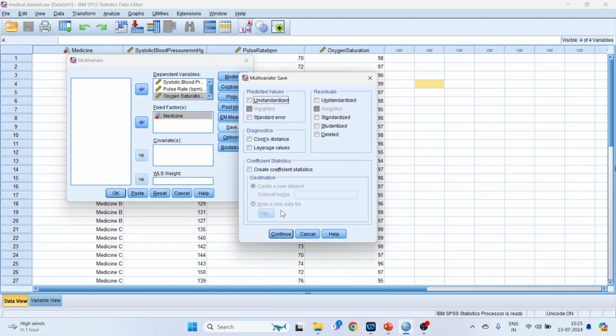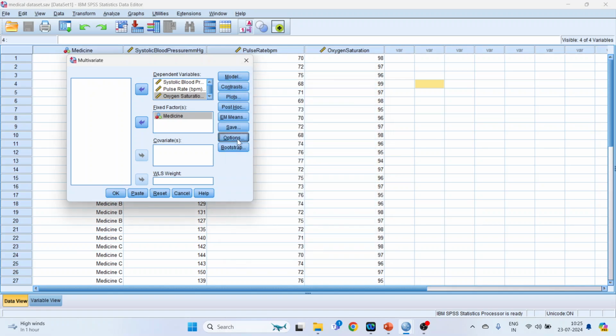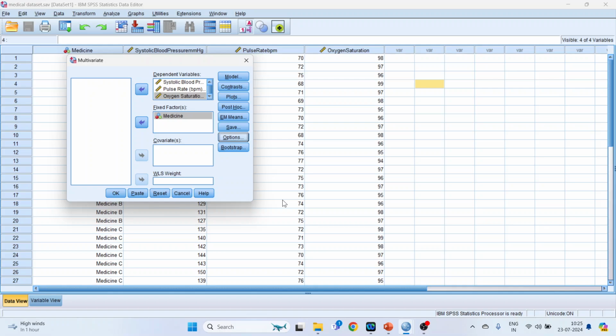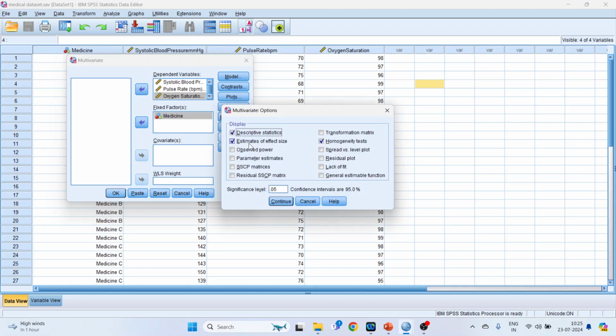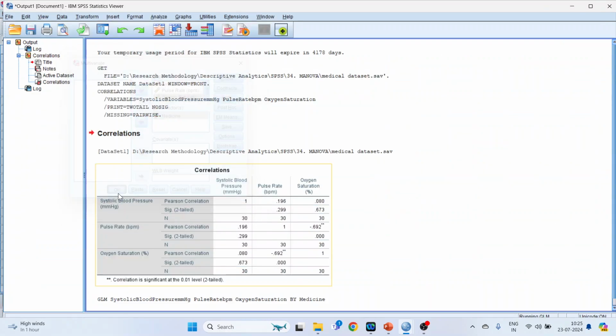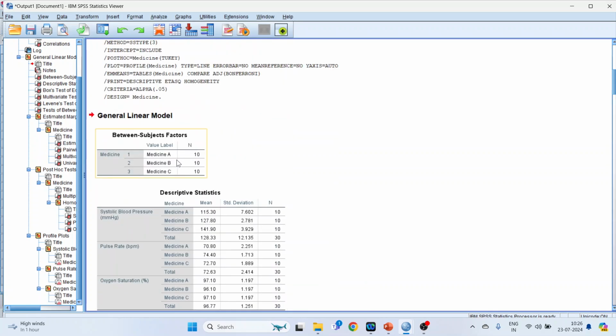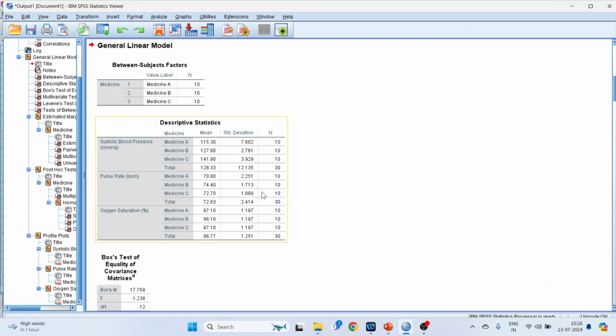Save, nothing. In options, activate descriptive statistics, estimates of effect size, and homogeneity test, continue. Let me click again, 1, 2, 3, continue, and click OK. So we got the results. Medicine A, 10 observations, B 10, C 10, descriptive statistics.